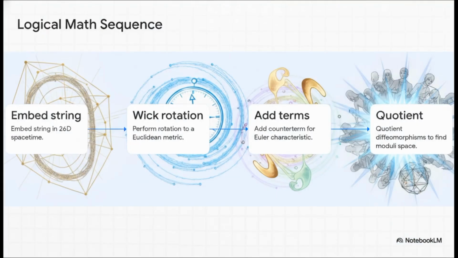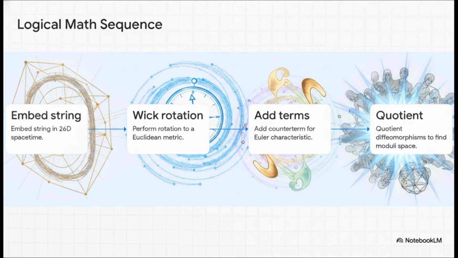The math here actually flows through a really logical sequence. Step 1, you embed the string in the 26-dimensional spacetime using a Minkowski metric. Step 2, you perform what's called a Wick rotation, which brings this over to a Euclidean metric. Step 3, you have to add a counter term, a purely topological term proportional to the Euler characteristic, just to deal with Weyl symmetry breaking. And finally, step 4. The symmetry group here is so massive that it actually overcounts things, so you have to mathematically quotient away diffeomorphisms and Weyl transformations.